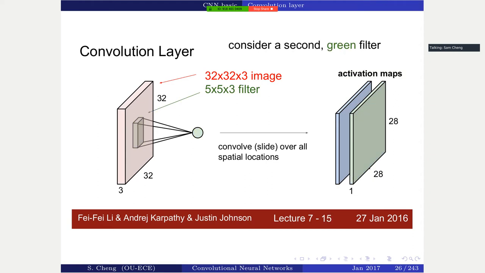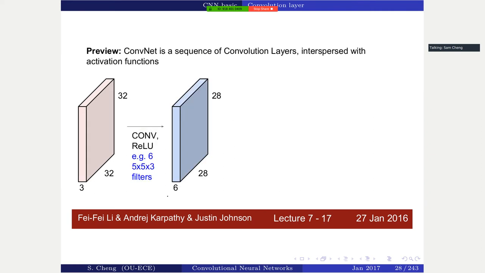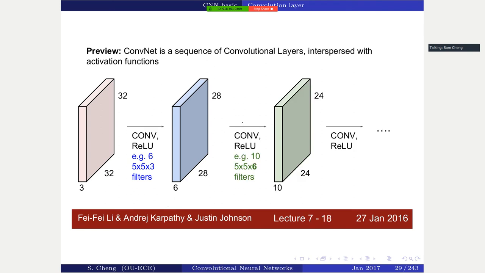And we can have many filters, right? This is one filter. We can have many, many filters. So for example, I have 6 filters. I can stack them together. Then next, I have a layer like that, and now I can repeat and do another convolutional layer. So let's say I have 10 filters of them, and again the filter size is 5 by 5. And then I will shrink the size to 24 by 24.